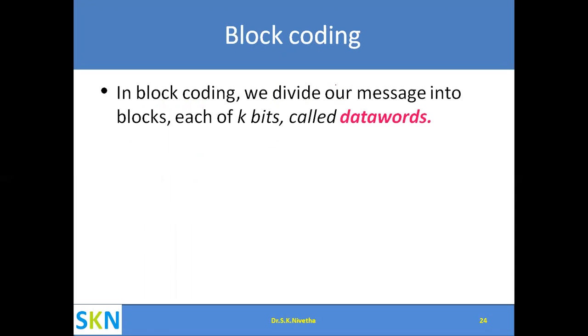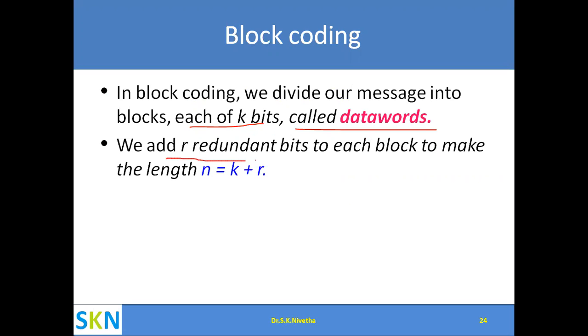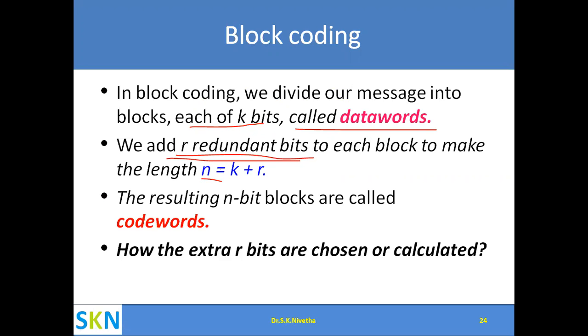In block coding, we divide our message into blocks, each of k bits, called data words. And each of k plus r bits we call a code word. That means r redundant bits will be added, so the length will be equal to n. That is the size of the code word. The extra r bits are mainly added for error detection purposes. So how do we choose these extra r bits? How do we calculate them?